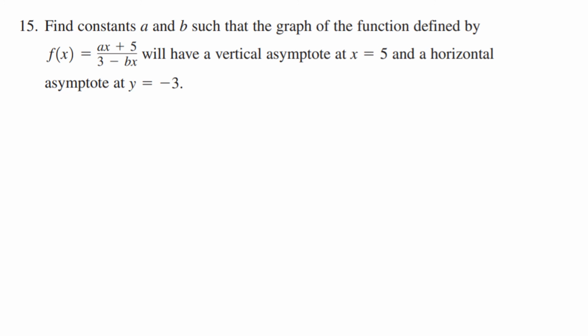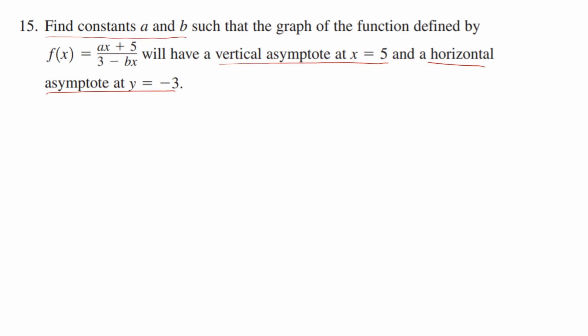Find constants a and b such that the graph of the function defined by this given function will have a vertical asymptote at x equals 5 and a horizontal asymptote at y equals -3. So starting from what's given to me, I know the vertical asymptote is at x equals 5 and I have a horizontal asymptote given to me, right? And I also have my function. All I need to do is find constants a and b.